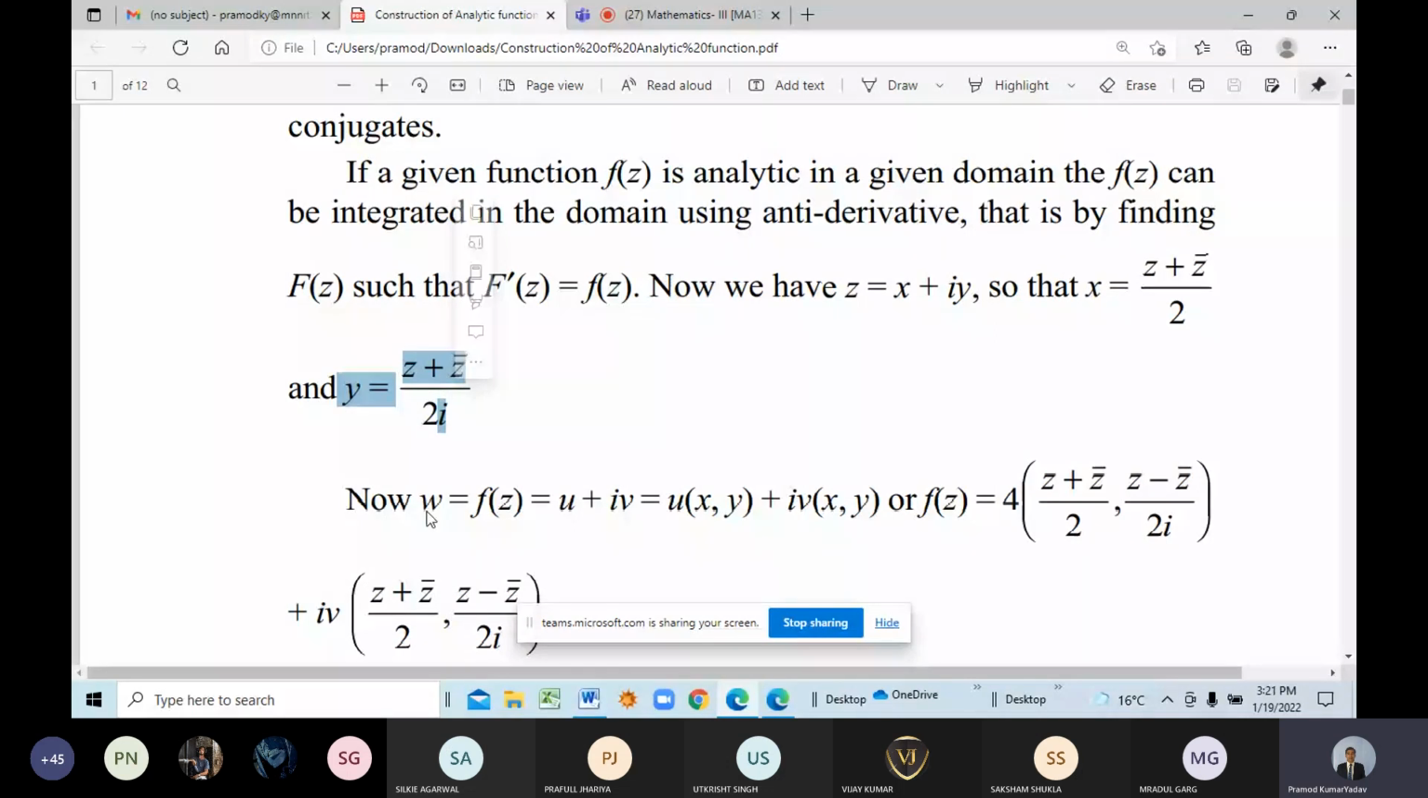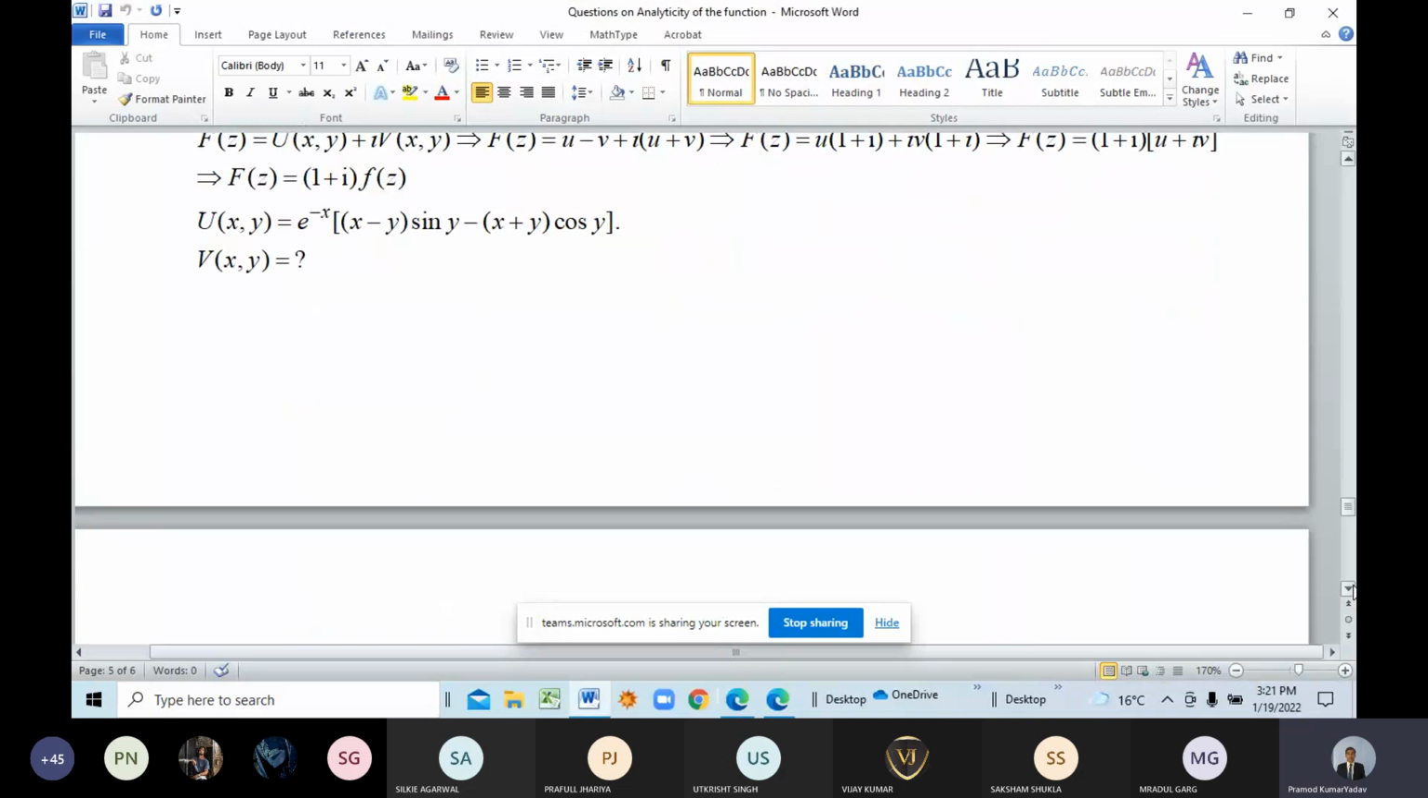In fact, our aim is to evaluate the value of f(z), and f(z) is equal to u plus iv. u is a function of x, y and v is a function of x, y. So in place of x, we may write (z plus z bar) by 2, and in place of y, we may write (z minus z bar) by 2i. There's some mistake here, so I'm writing this in this manner.